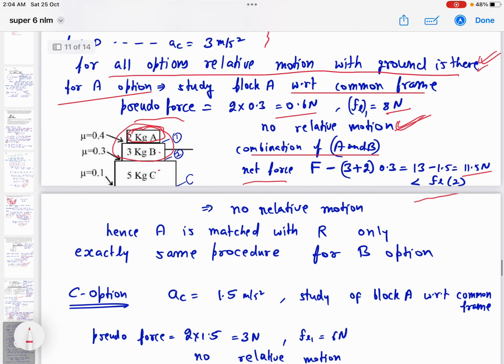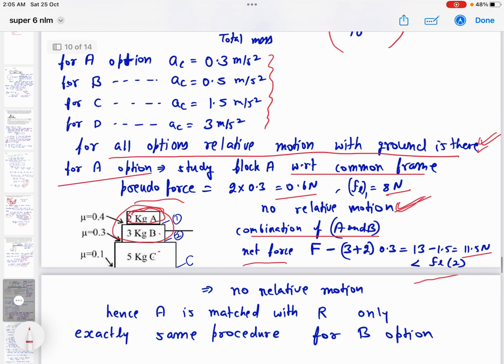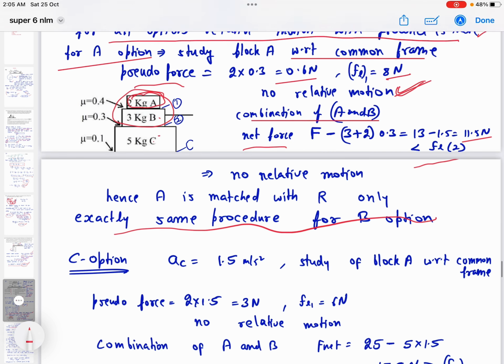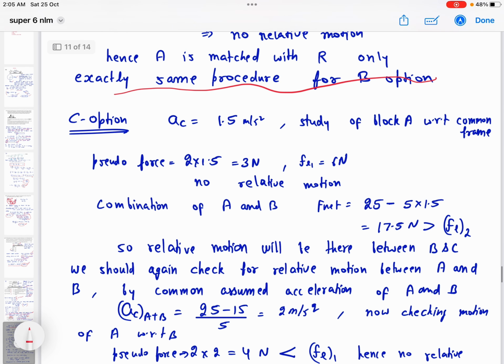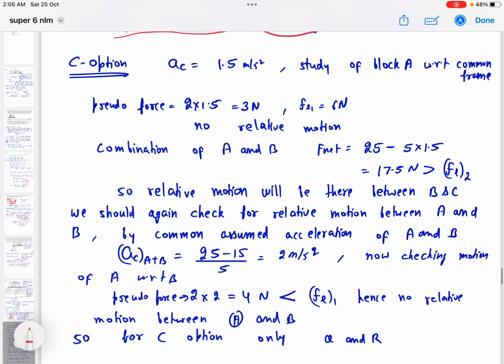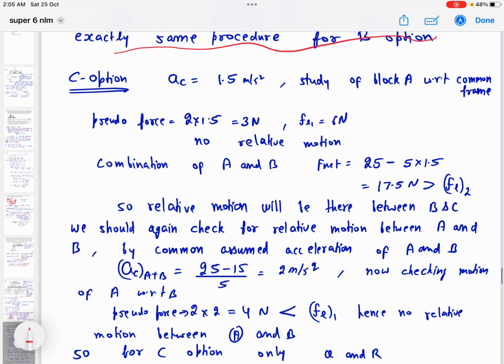Now similarly, exactly the same procedure for B option. So now the numbers are such that for B option also the same thing will happen, beta. The things will change for C option. So C option I'm discussing, and then again D option will be very interesting.